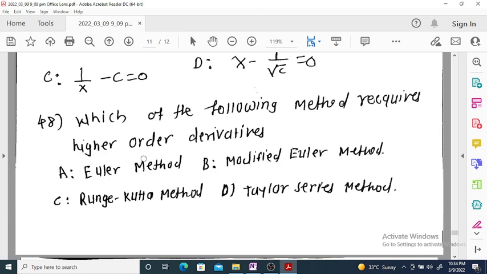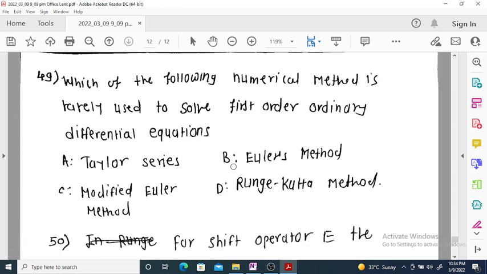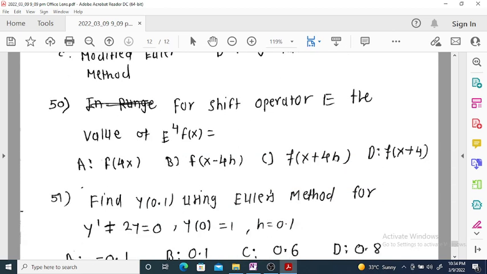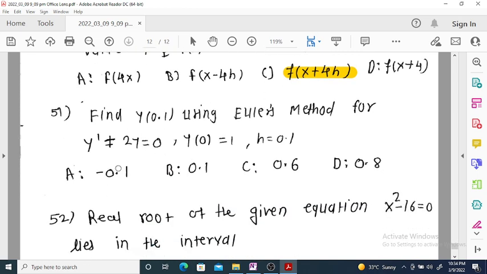Which of the following methods requires the higher order derivative? Obviously in Taylor series we require higher order derivatives. Which of the following numerical methods is rarely used to solve a first order ordinary differential equation? Obviously Euler's method, because the error is very high. For the shift operator E raised to 4, E to the 4 of f of x is equal to what? F of x plus 4h. Y of 0.1 in Euler's method you can solve this.